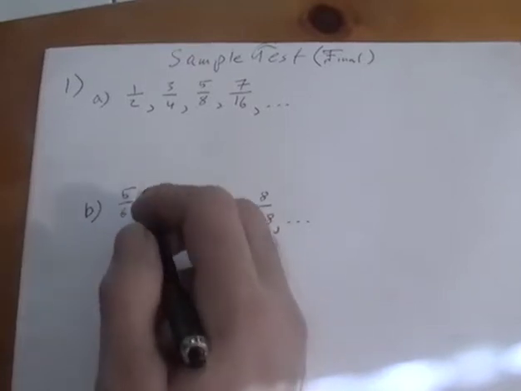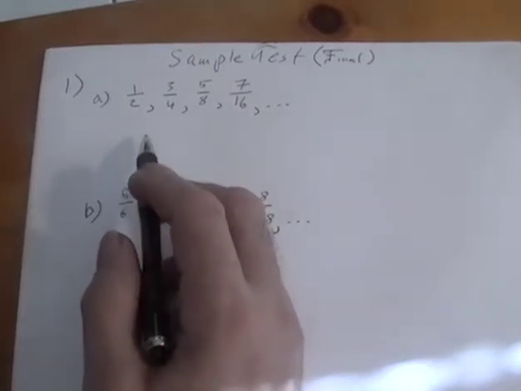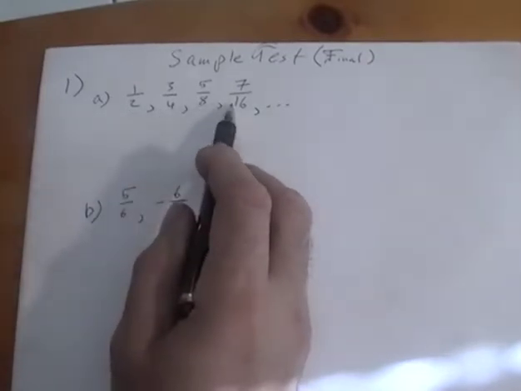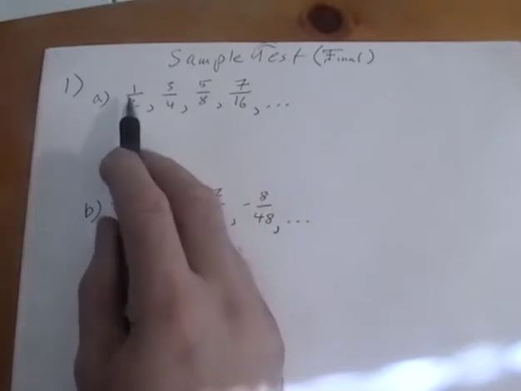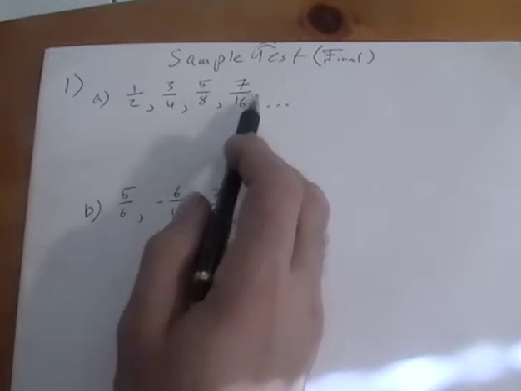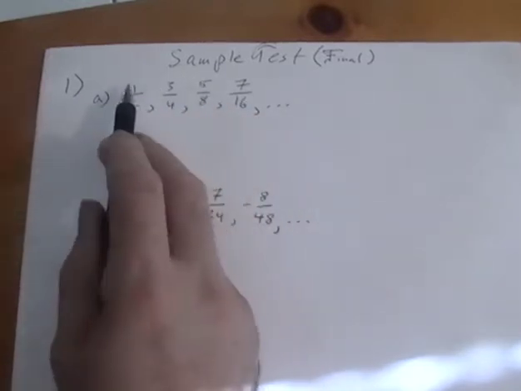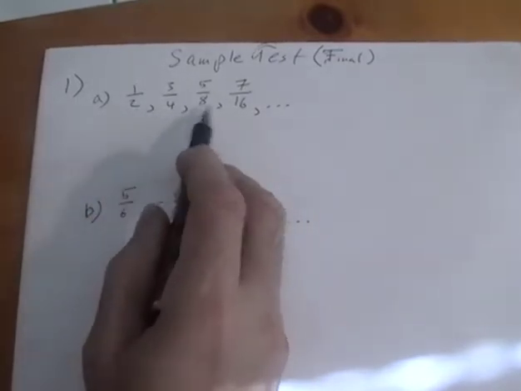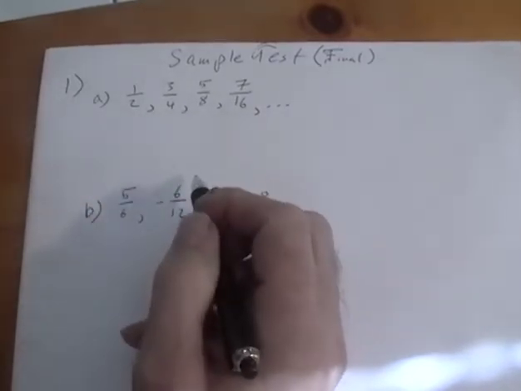Sample final, the first problem. I'm going to have a series of terms, and each of these is a ratio. You're best off doing some dividing and conquering. So instead of looking at the entire ratio, just look at the numerator, try to spot a pattern. Look at the denominator, again, try to spot a pattern.